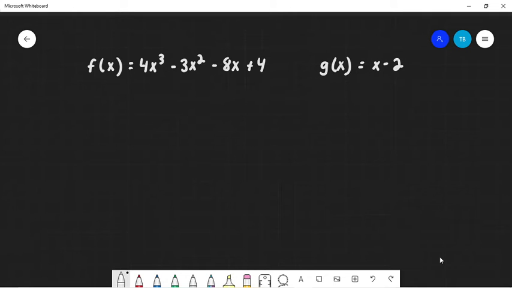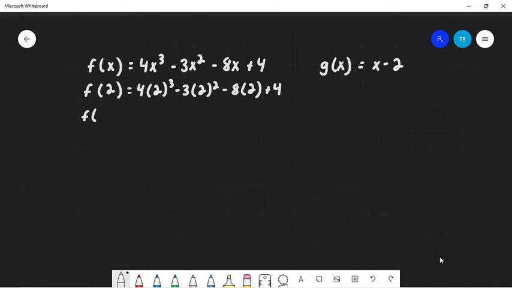Alrighty, so same process. We start with the second term in the binomial here. We find the opposite. So instead of a negative 2, we'll use positive or plus 2. So we'll plug that back into our original function here. So f of 2 equals 4 times 2 cubed minus 3 times 2 squared minus 8 times 2 plus 4. And then we'll evaluate that.